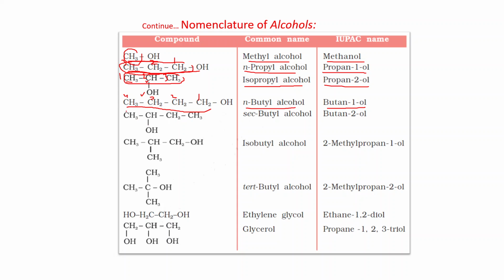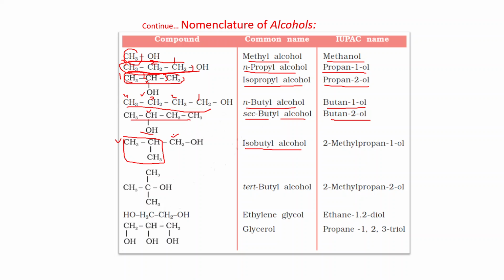Now this OH is attached to this secondary carbon atom. That's why in the common system, with a total of 4 carbon atoms, this is secondary butyl alcohol and the IUPAC name is butane 2-ol. Now in this compound the total number of carbons is 4, and this is an iso group. That's why this is isobutyl and the alcohol is isobutyl alcohol.